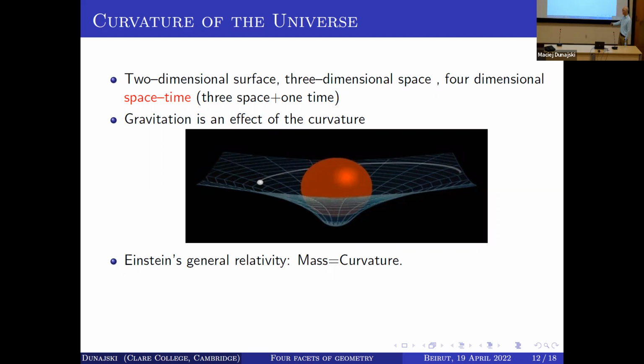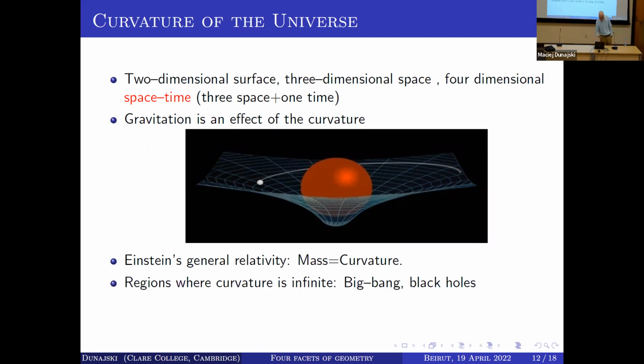Most students take courses in their master's degrees or final years of undergraduate degrees just to understand the meaning of these equations. But one very interesting theoretical development, which is now backed by observations, is that we now know there are regions of the universe, this four-dimensional space-time, where the curvature is infinite. And we think there are two types of such regions.